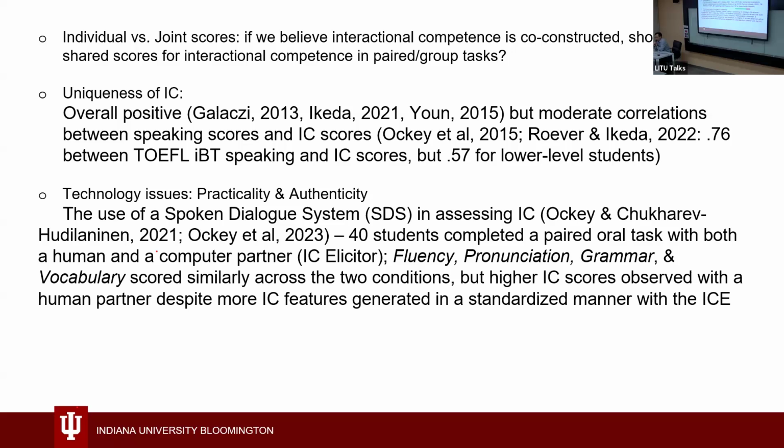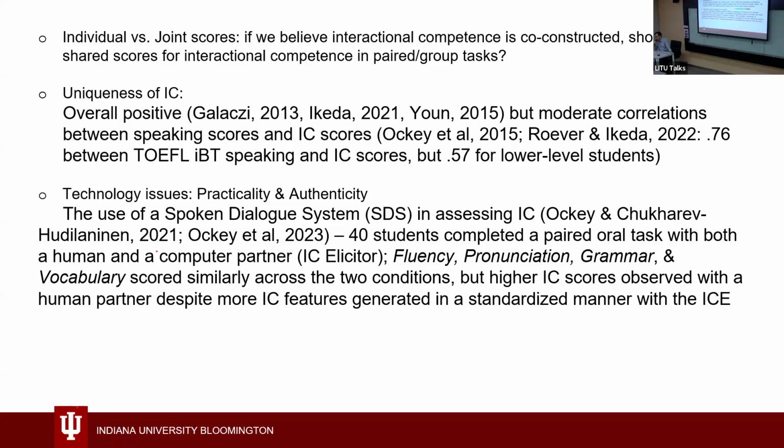In their study, 40 students completed a paired oral task with both a human and a computer partner, called IC Lister, the Interaction Competence Lister. They assessed fluency, pronunciation, grammar, and vocabulary. They found that these typical traditional speaking scores were similar across the two conditions, right? So it doesn't matter whether they interact with another human or a computer partner, they receive similar scores on fluency, pronunciation, grammar, and vocabulary.